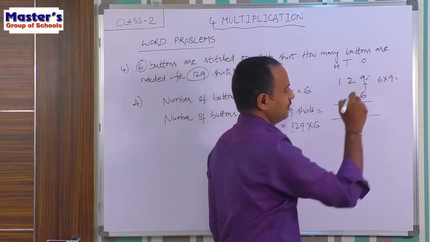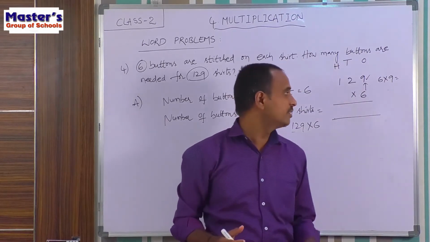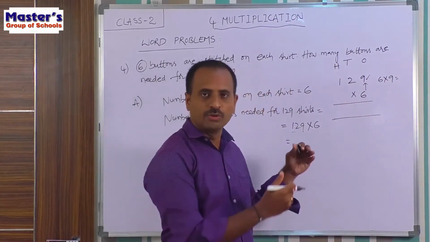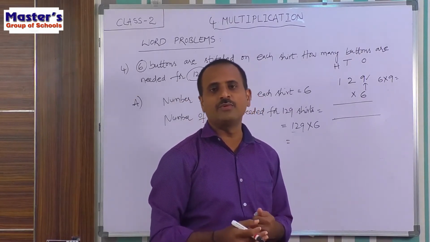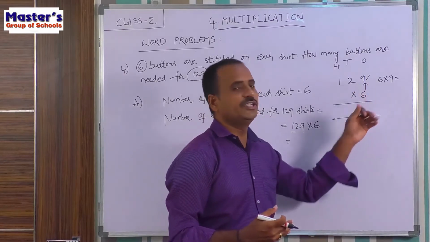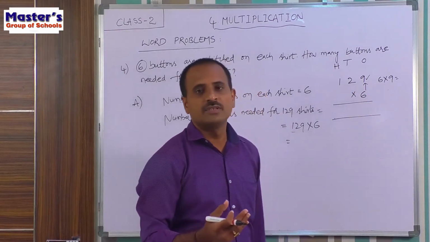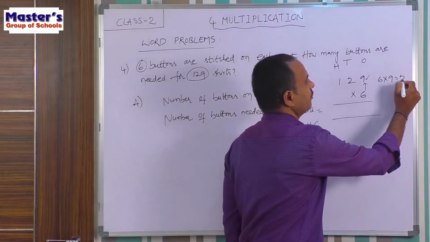So children, here you should know the table of 6 thoroughly. Then only you can do this multiplication very well. So first you should know the 6th table. In the 6th table, 6 9s are how much? 6 9s are 54.